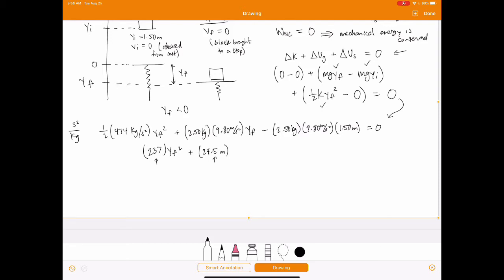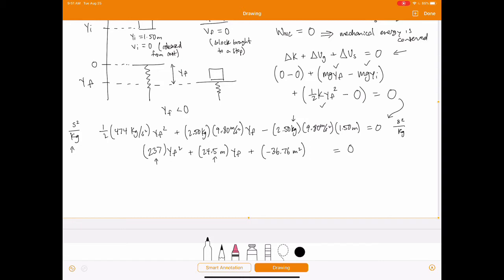And in the third term, I have to multiply that by Y final. Don't forget that. In the third term, I have 2.5 times 9.8 times 1.5, which is negative 36.75. Again, if I multiply by seconds squared, I cancel out seconds squared on the bottom. Kilograms on the bottom cancels with kilograms over here, and then all I'll be left with is meters squared. Of course, if I do the same thing on the other side, I'm just multiplying by 0, so nothing changes. I still have 0 on this side.